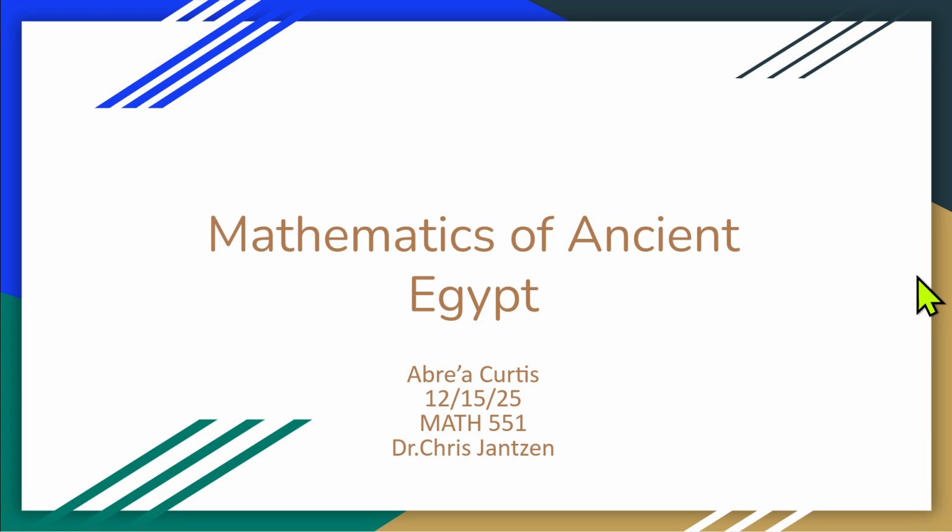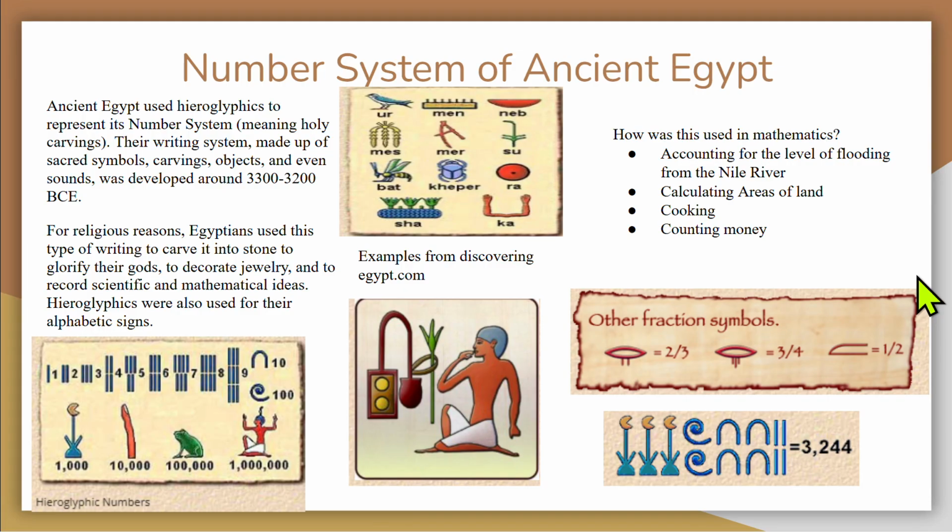of ancient Egypt. Ancient Egypt used hieroglyphics to represent its number system. Hieroglyphics mean holy carvings. Their number system was made up of sacred symbols, carvings, objects, and even sounds. For religious reasons, Egyptians used this type of writing to carve it into stone to glorify their gods, to decorate jewelry, and to record scientific and mathematical ideas.